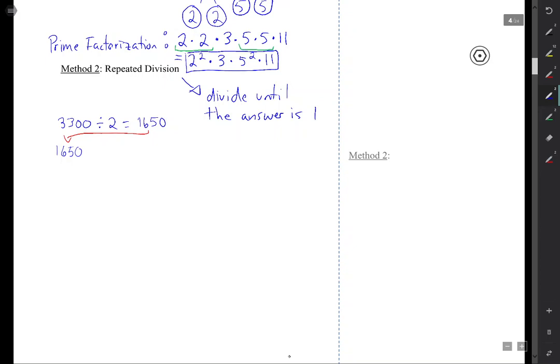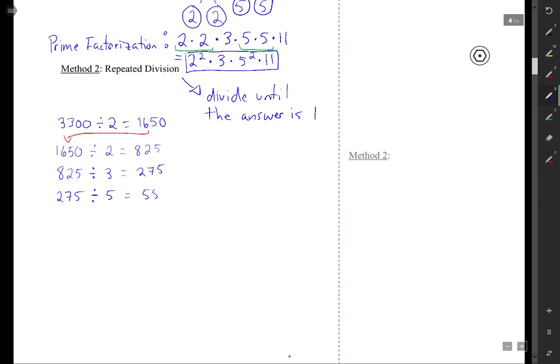So let's divide 1,650 by a prime number. I know that's even, so let's choose 2 again. So 1,650 divided by 2 is 825. Now we're going to write 825 over here, and we're going to divide it by a prime number as well. Let's do the number 3. You could also have done 5. 825 divided by 3 is 275. Now we're going to put 275 over here, and let's divide this one by 5 now.